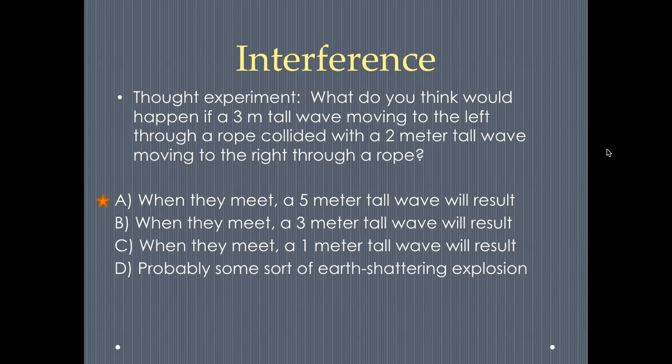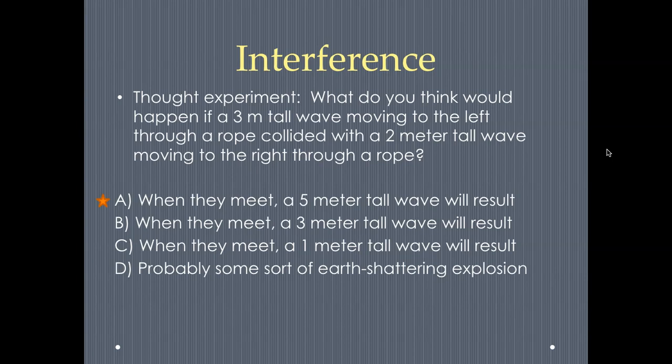Now, the idea here is, let's read the question out. It says, what do you think would happen if a 3-meter tall wave, that's about 10 feet, moving to the left through a rope collided with a 2-meter tall wave moving to the right? I give this example to kids a lot of times in drawings too, and I say, look at the math of it. Just use your common sense. Well, if this is what's happening, the top option A is correct.